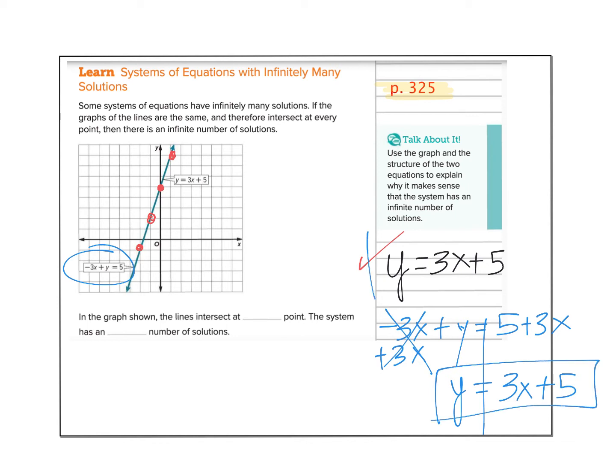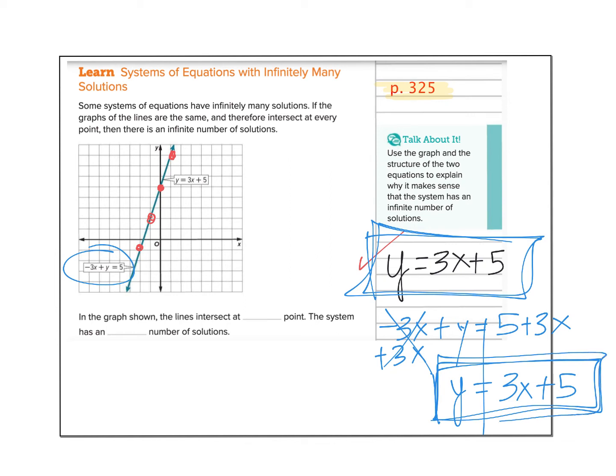Now, right away you might look at these two and say, hey, those are really the exact same equation. They look exactly the same. So if I graph this blue one down here, it's going to end up in the same spot. Starts at 5, up 3 over 1. Okay, so this actually happens to be the same line. So they intersect at a ton of points.